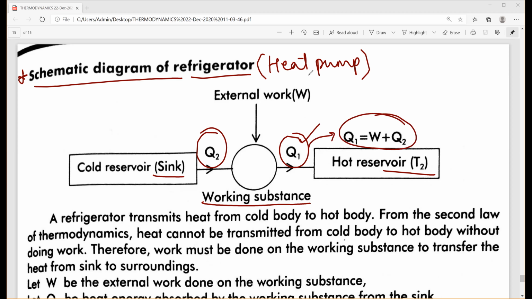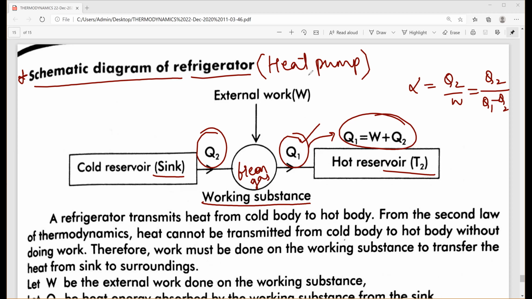The working substance used in a refrigerator is a freezing gas. The coefficient of performance of a refrigerator is defined as the ratio of heat extracted from the cold body to the work done on the working substance. Mathematically it is represented as alpha is equal to Q2 divided by W, where W is Q1 minus Q2.